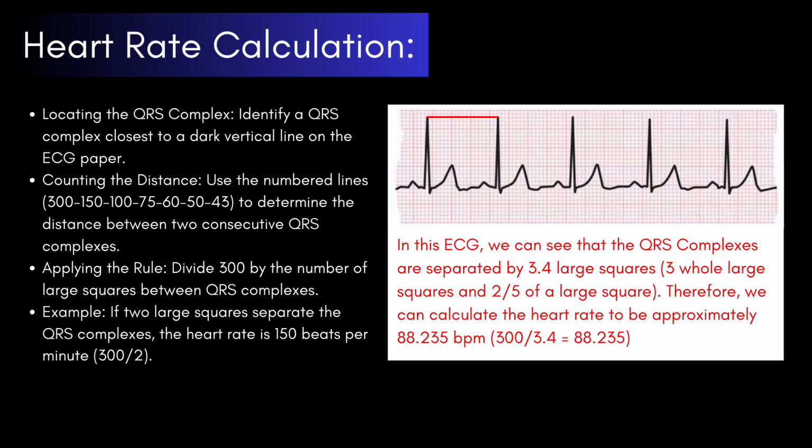Example, if two large squares separate the QRS complexes, the heart rate is 150 beats per minute, 300 divided by 2. Now let's take a look at the ECG to the left. In this ECG, we can see that the QRS complexes are separated by 3.4 large squares, 3 whole large squares and 2/5 of a large square. Therefore, we can calculate the heart rate to be approximately 88.235 beats per minute. 300 divided by 3.4 equals 88.235.